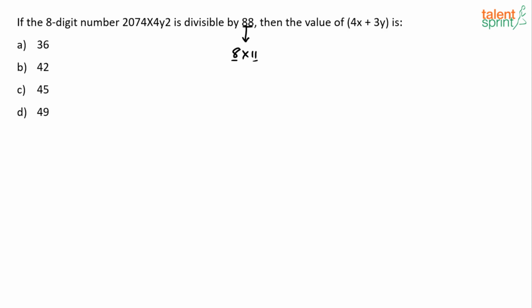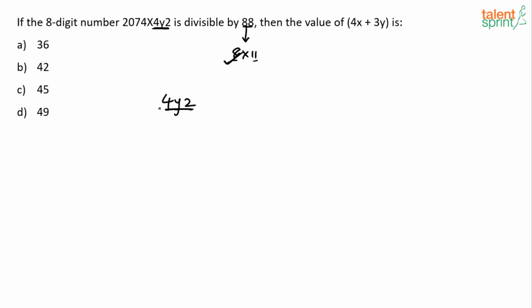So I will check for two things. Is the number divisible by 8, number 1, and is it divisible by 11? Based on that, you will be able to find out the values of x and y, and then answer that question here. Now let's start with 8. How do you know if the number is divisible by 8 or not? You have to check the last 3 digits. A number is divisible by 8 if the number formed by the last 3 digits is divisible by 8.